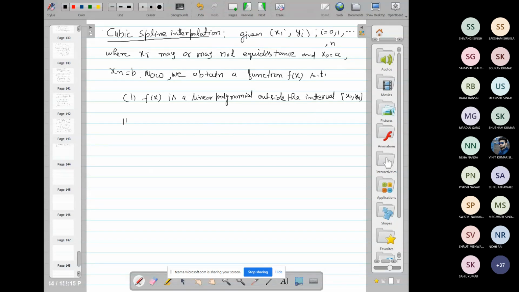And the second condition is that the function f(x), its first derivative f'(x) and second derivative f''(x) are continuous on [a, b]. Here x0 is taken as a and xn is b, so here we may write [a, b] or [x0, xn].